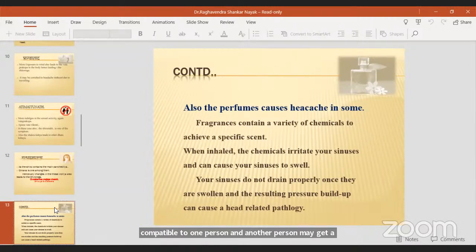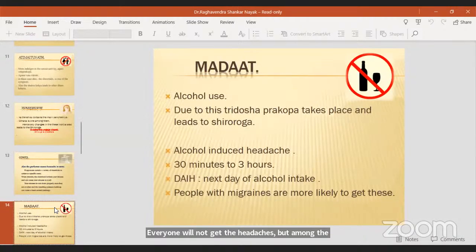Everyone will not get headaches, but among the population, 30% will get a headache. Next slide. Madya, alcohol use. This is also one of the leading causes where we can see headaches. Due to this, the Tridosha Prakopa is going to take place, and it causes Shiroroga. Alcohol-induced headache is a common symptom, and it ranges between 30 minutes to 3 hours.